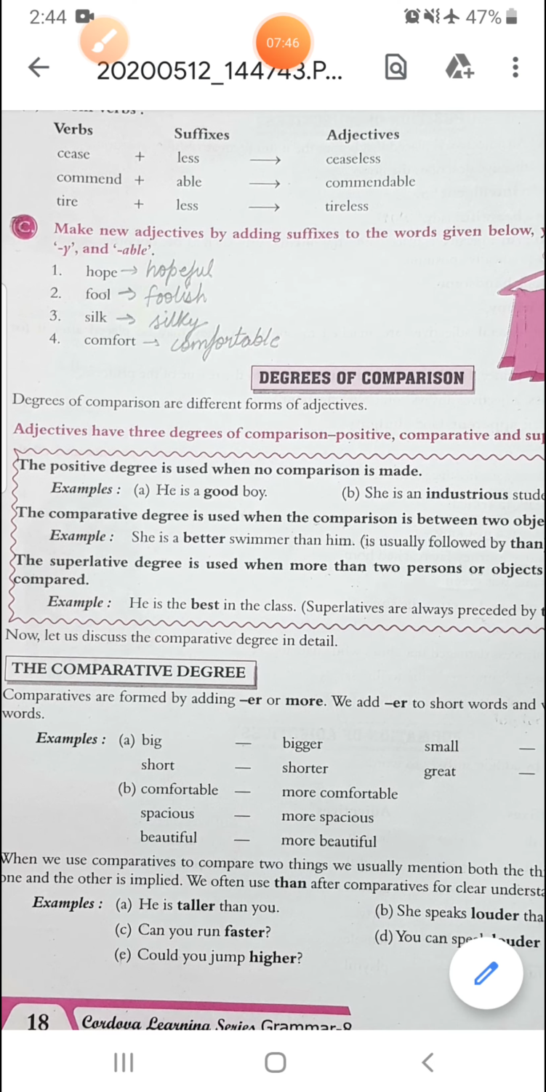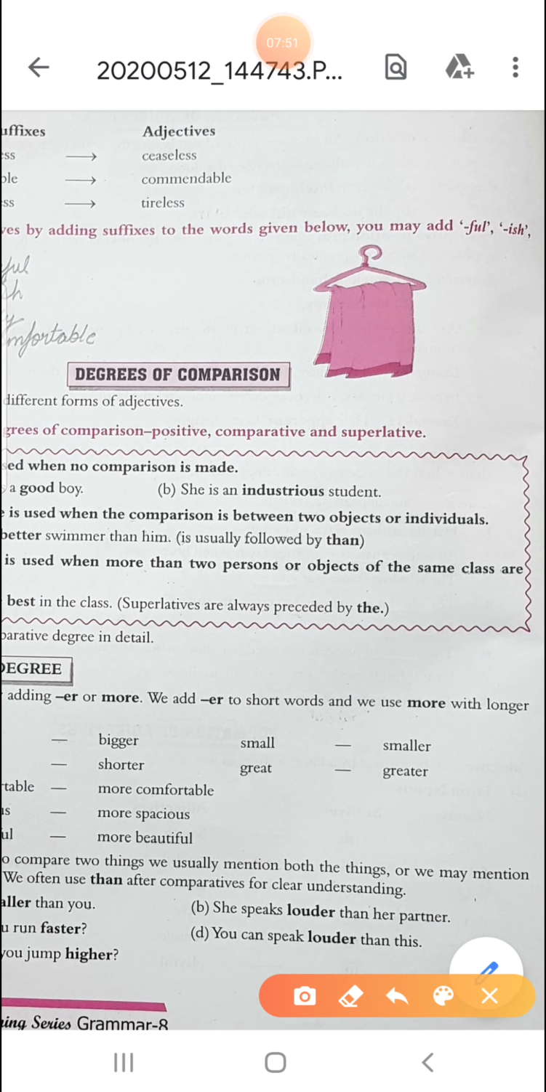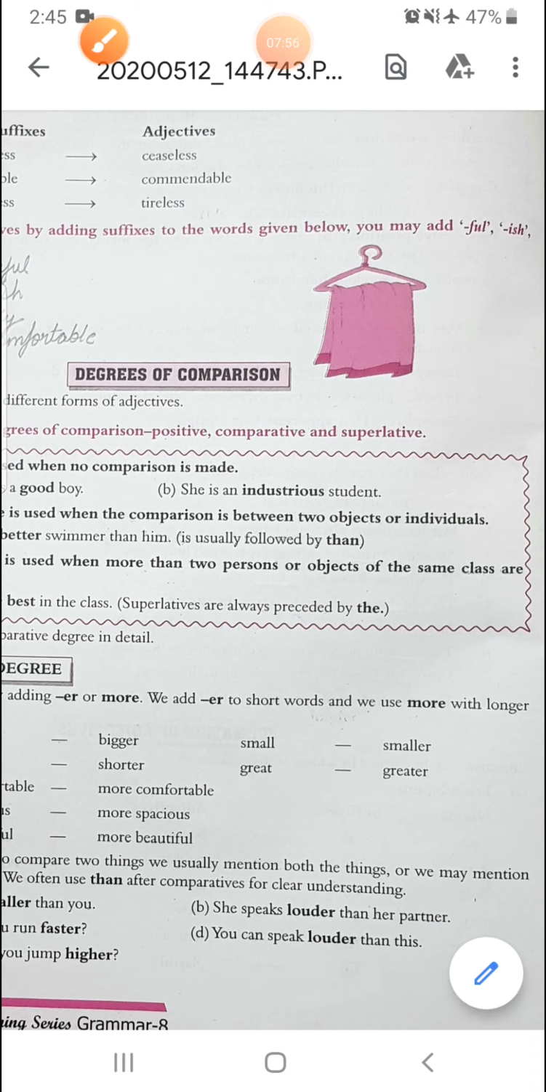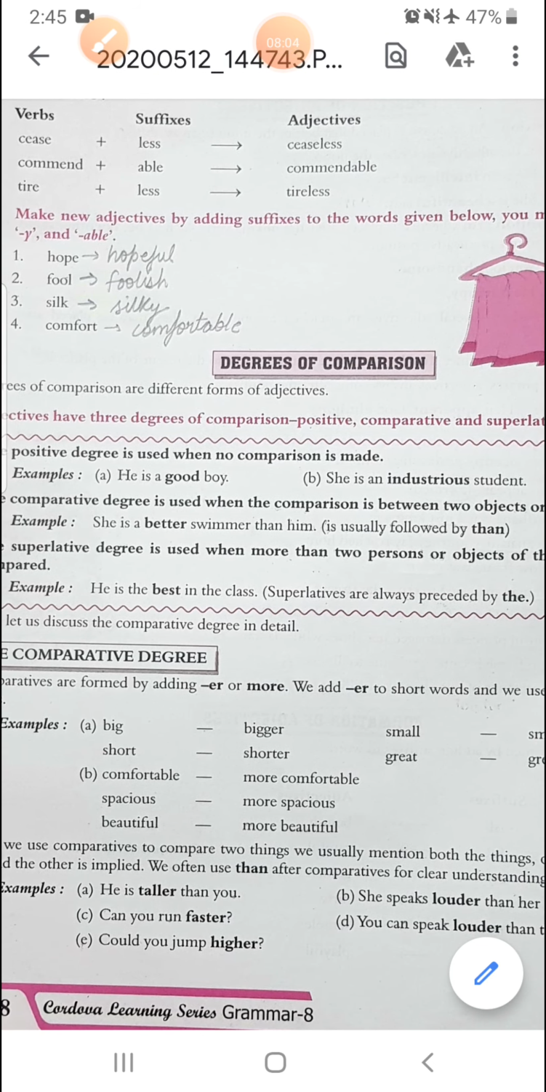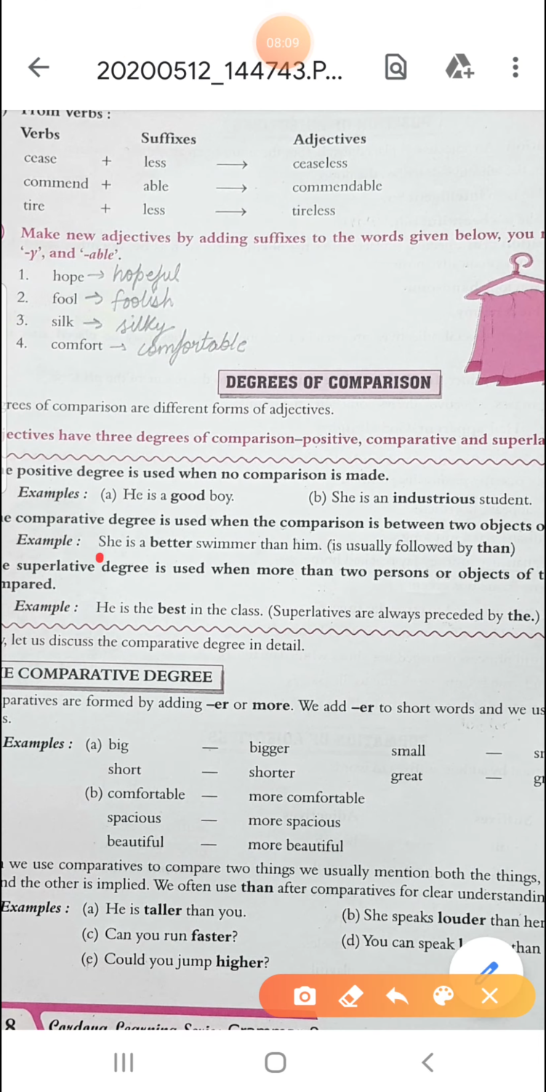The comparative degree is used when the comparison is between 2 objects or individuals. Here we compare between 2 objects or individuals. Example, you can see here, she is a better swimmer than him. So we are comparing these 2, she and him. So there's a boy and a girl, and we are comparing these 2, that the girl swims better than him.